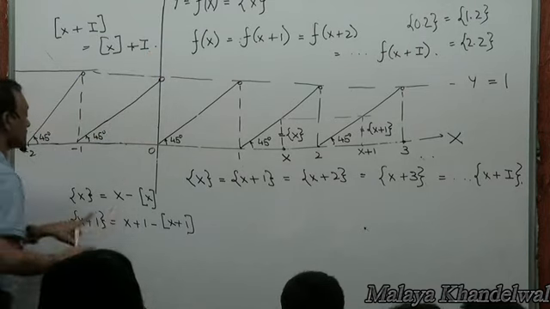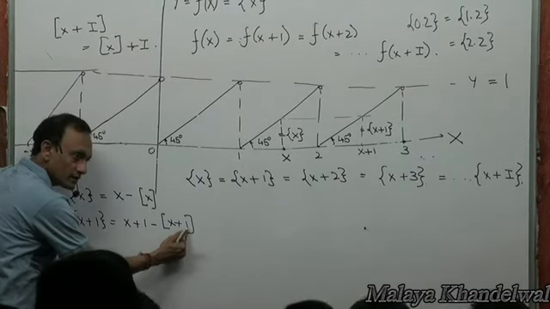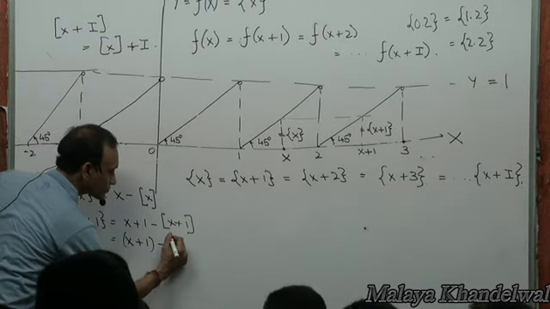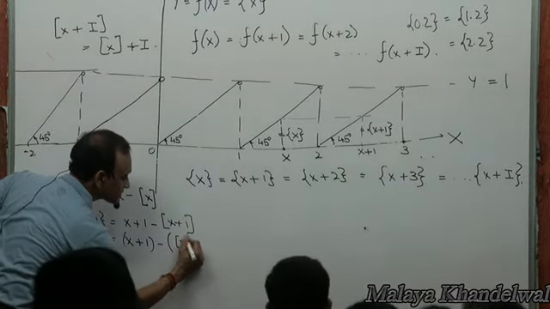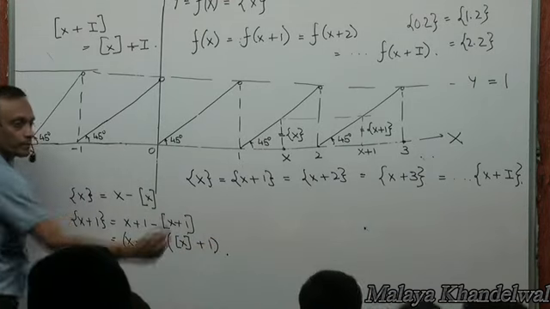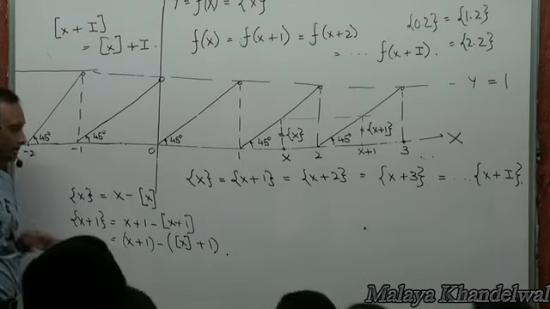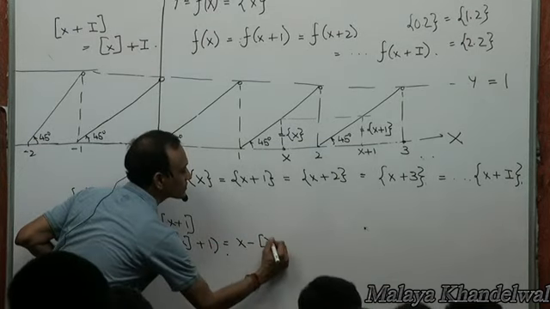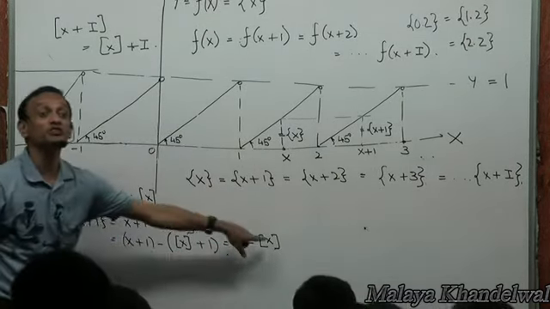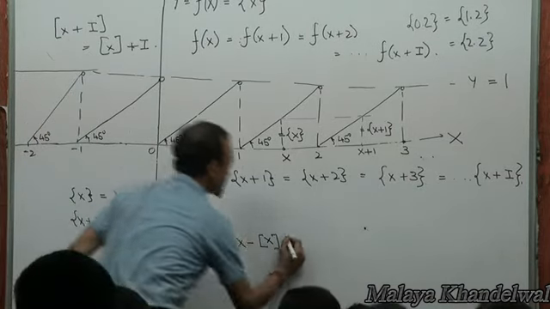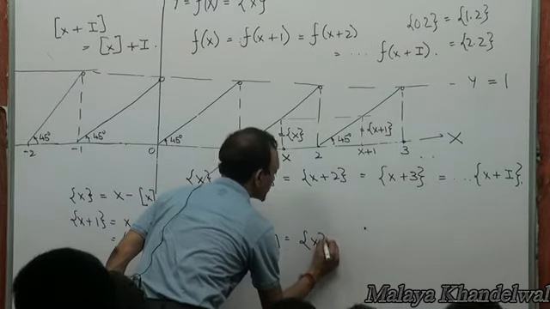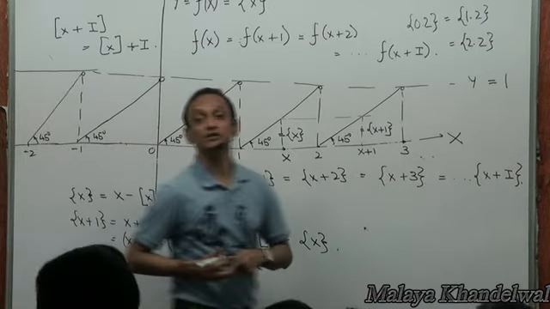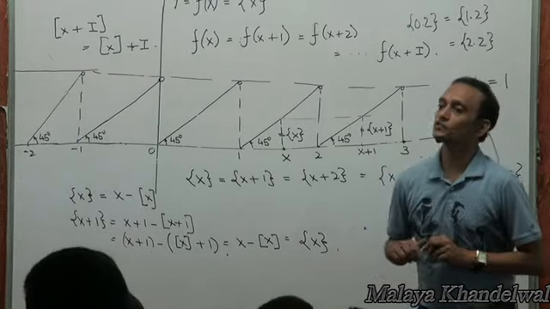So this is I, right? So this is x plus 1 minus box of x plus 1. The 1 and 1 will get cancelled. This will be x minus box x. But x minus box x is the fractional part of x. That's an algebraic way of looking at it. So the fractional part of x plus 1 is the same as the fractional part of x. Yes or no?